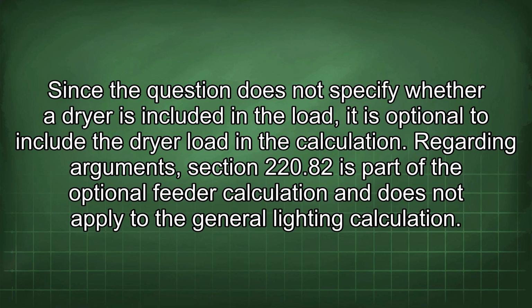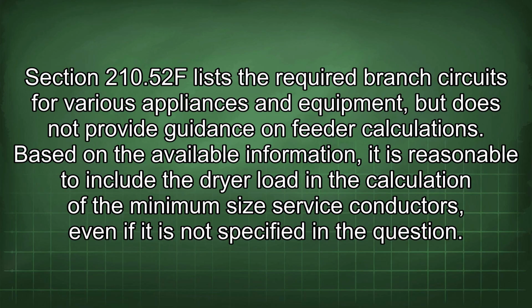Regarding arguments, section 220.82 is part of the optional feeder calculation and does not apply to the general lighting calculation. Section 210.52(F) lists the required branch circuits for various appliances and equipment, but does not provide guidance on feeder calculations. Based on the available information, it is reasonable to include the dryer load in the calculation of the minimum size service conductors, even if it is not specified in the question.